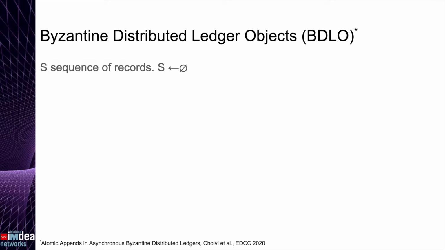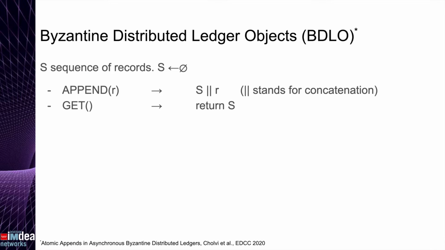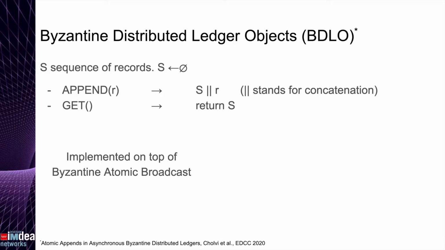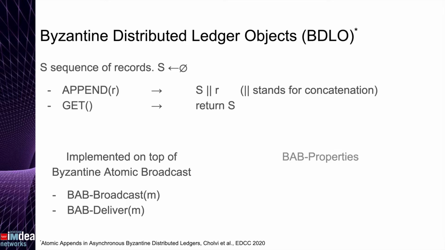In the most general way, this formalism allows only two operations: an append to append a record to the sequence, and a get to obtain the whole sequence. In detail, its implementation relies on a black box Byzantine atomic broadcast system that provides two primitives, the broadcast and the delivery, ensuring four key properties.